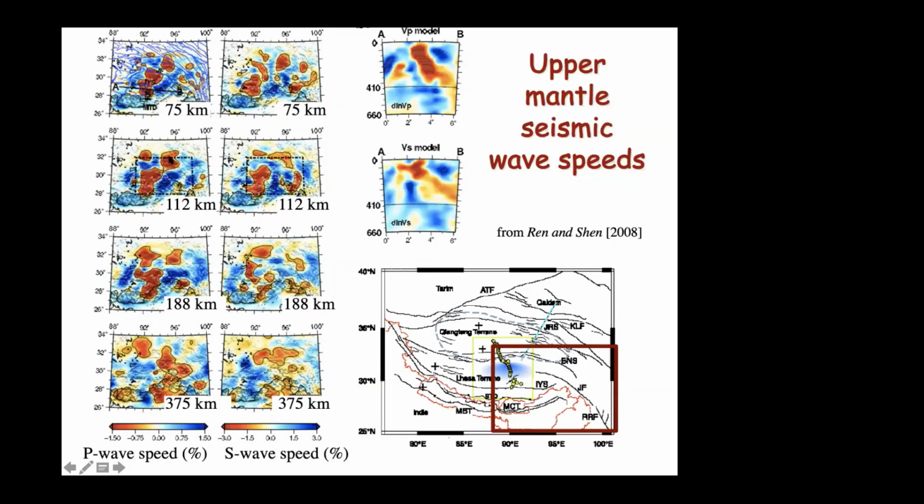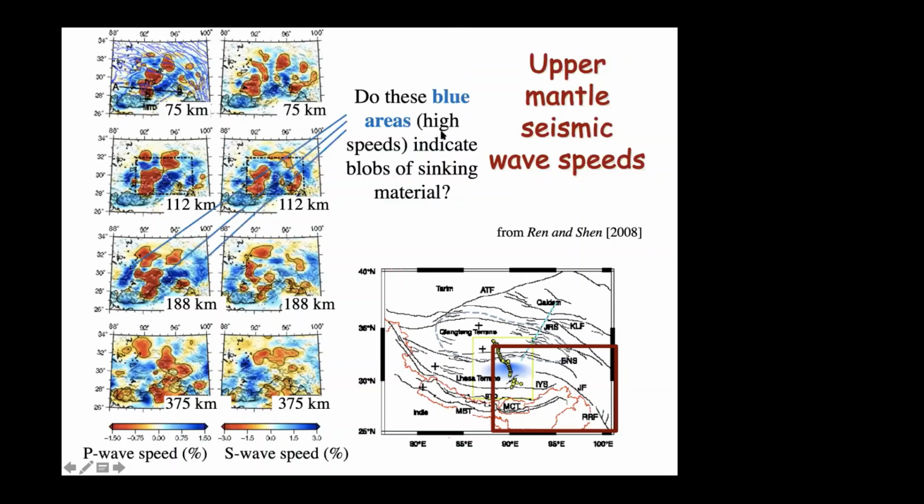These blobs look like those, and they kind of continue as you go down. Maybe they're going by this depth. Again, the S waves show you something similar, the blue underlying the blue. And so I would ask, do these blue areas show blobs of sinking material? That's the way I want to interpret this, but I don't know whether I should or not. And the P and the S, they kind of agree with one another. Why not?